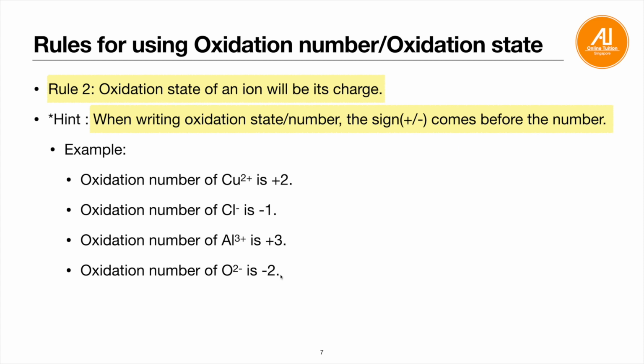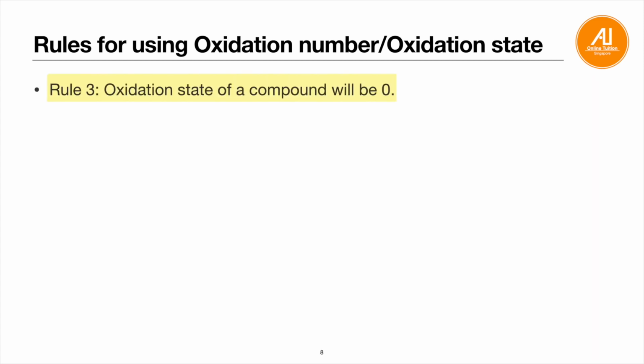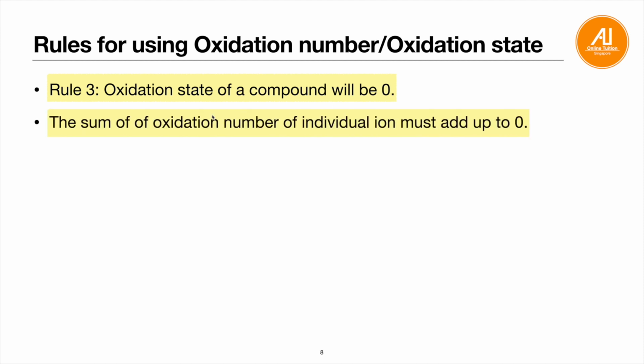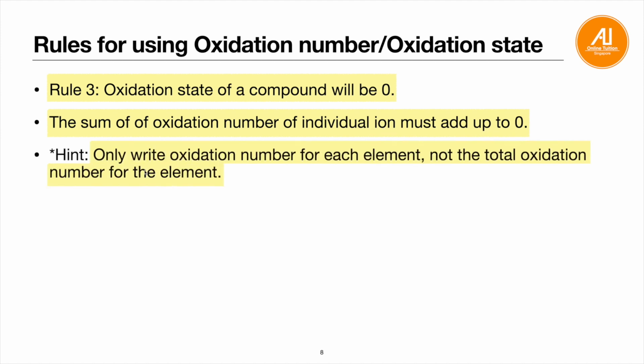Okay, moving on. Rule number 3 now. Oxidation state of a compound will be 0. So this one is to help you. The sum of the oxidation numbers of the individual ions, right, must add up to 0. So what does this mean? Okay, before that, one more rule for you. Only write the oxidation number for each element, not the total oxidation number for the element. Okay, this one might sound a bit confusing. I'll use an example to elaborate.